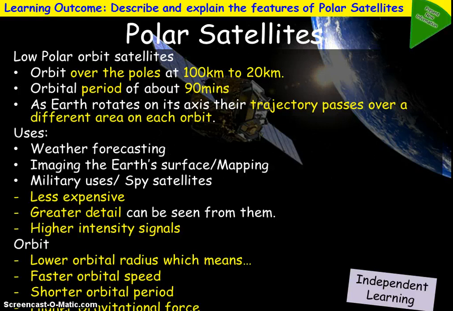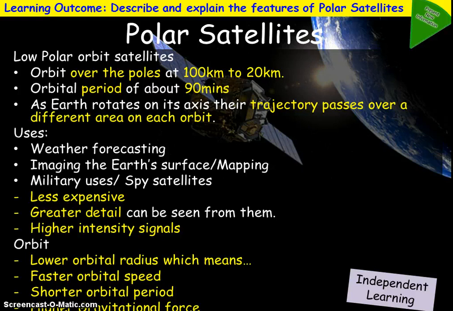So in terms of retrieving data, that's easier because they don't cover as much of the Earth's surface with their transmission capabilities, but the signal is much higher. Now, because they're in lower orbits, so they've got a lower orbital radius, that means that they first of all have a higher orbital speed. They're travelling faster. They have a shorter period, which we can see by the fact that it only takes 90 minutes for them to go around once.